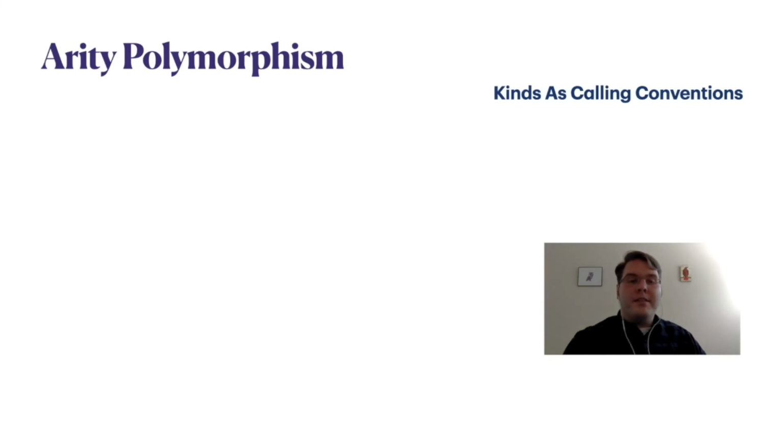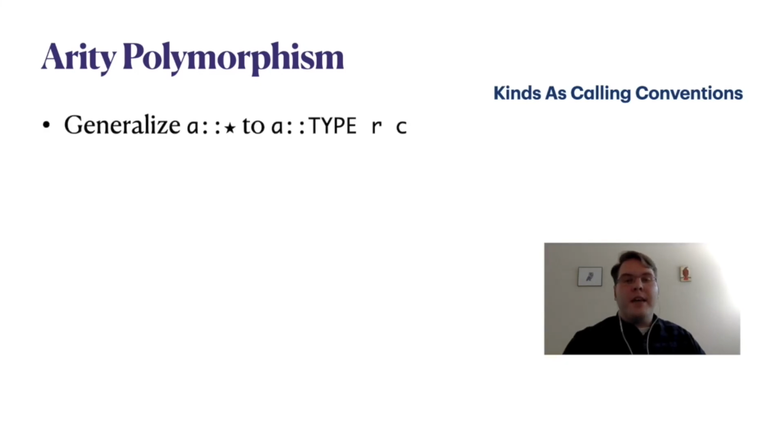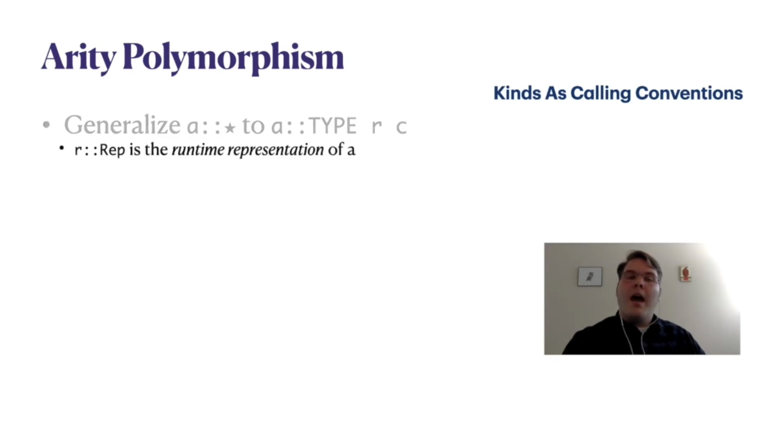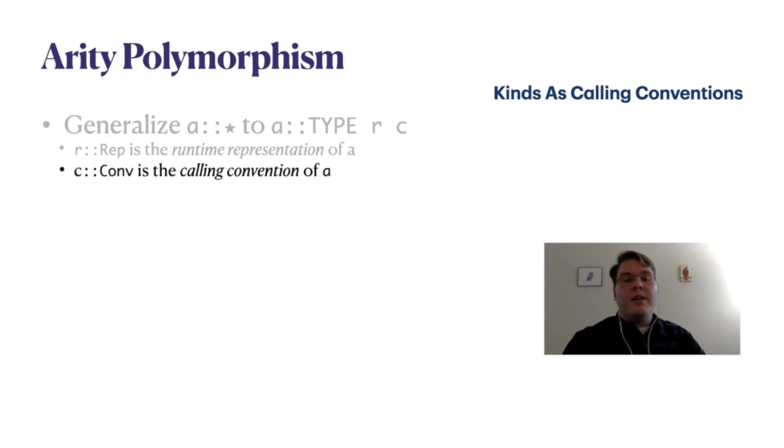These shortcomings can be overcome with more polymorphism. The idea is to encode the intentional details of types, like the runtime representations and calling conventions, into their kind. First, we can generalize the basic kind of types, usually written as star, to the more detailed form type RC. R stands for the runtime representation of the type A. It could be a primitive representation like a pointer or an integer, or it could be something compound like an unboxed tuple. C stands for the calling convention of A, which spells out how those values can be invoked.